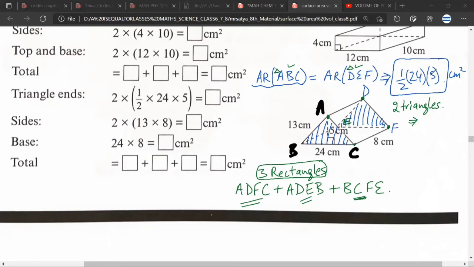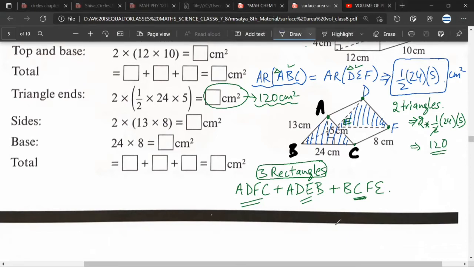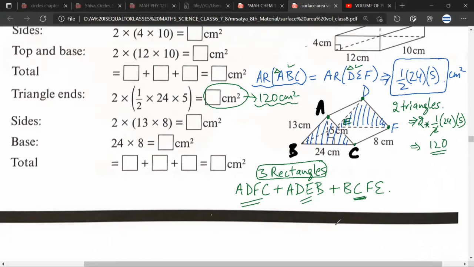Area of one triangle is half into 24 into 5. Two triangles would be 2 into half into 24 into 5. This will get cancelled. 5 twos are 10, 120. Are we comfortable till here? Yes, sir. So this is actually 120 centimeter square. Sarthak, are we comfortable? Yes. Mr. Satya, are we comfortable till here? Yes, sir. Let me write this 120 here so that I do not get confused. This is 120. Do we agree? So the triangles' area is 120 centimeter square. Are we okay till here?